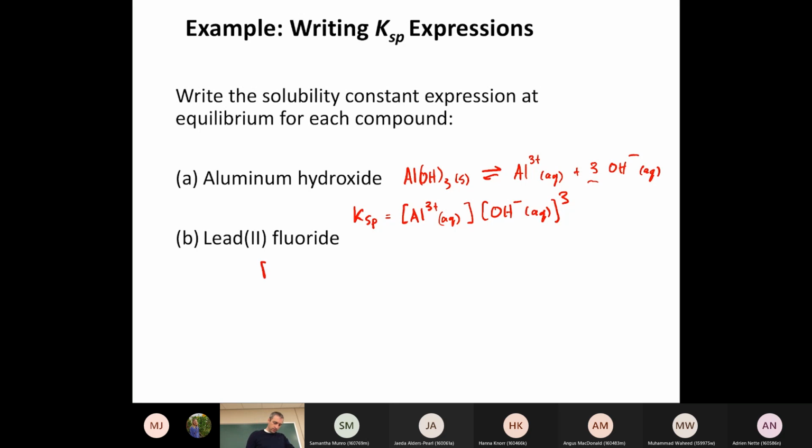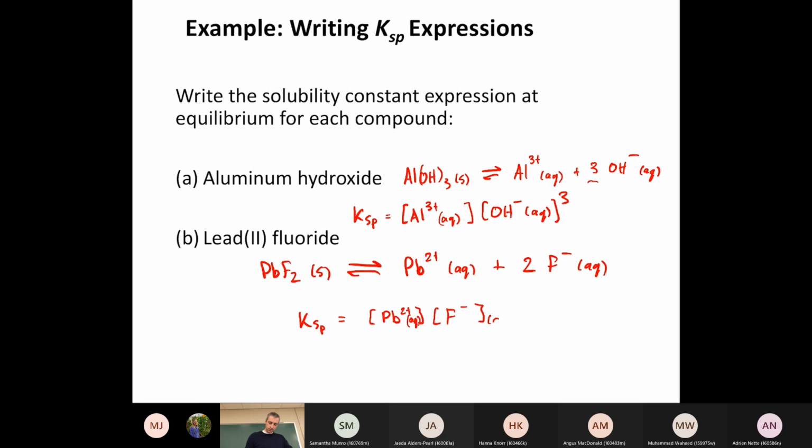Next, we have lead fluoride, which is PbF2 solid, in equilibrium with Pb2+ aqueous plus 2 F minus aqueous. Ksp is the concentration of Pb2+ at equilibrium, I guess there's an aqueous in there as well, times the concentration of F minus aqueous squared. Easy peasy, right? Nothing to it.